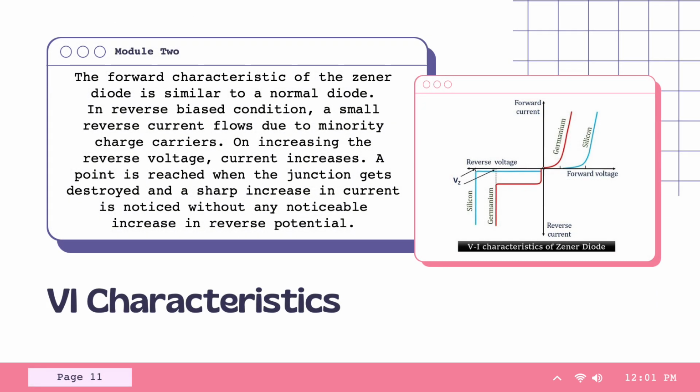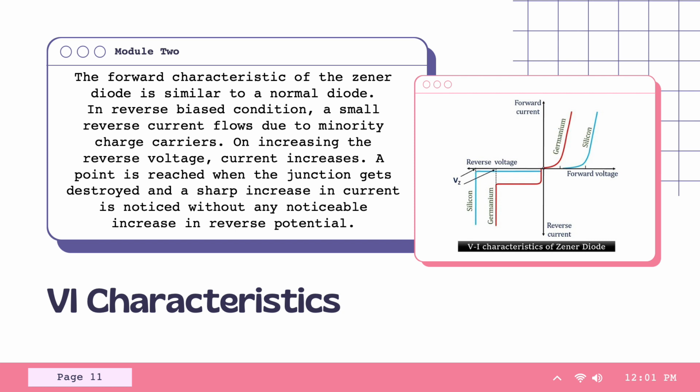For the VI characteristic, the figure represents the curve for both silicon and germanium diodes. The forward characteristic of the Zener diode is similar to a normal diode, which is clearly seen in the figure above. In reverse bias condition, a small reverse current flows due to minority charge carriers. On increasing the reverse voltage, current increases.